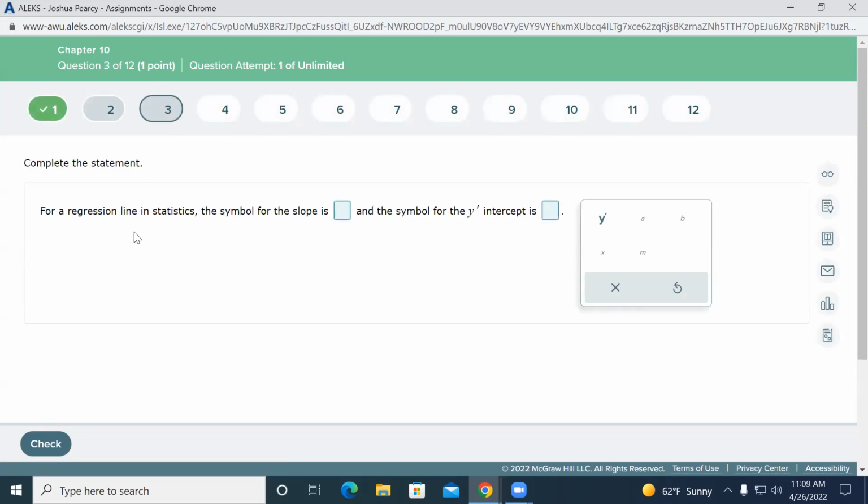In a regression line in statistics, the symbol for the slope is what? Anyone remember? The general form of the line we talked about was y prime equals a plus bx. A was the y-intercept and b was the slope.